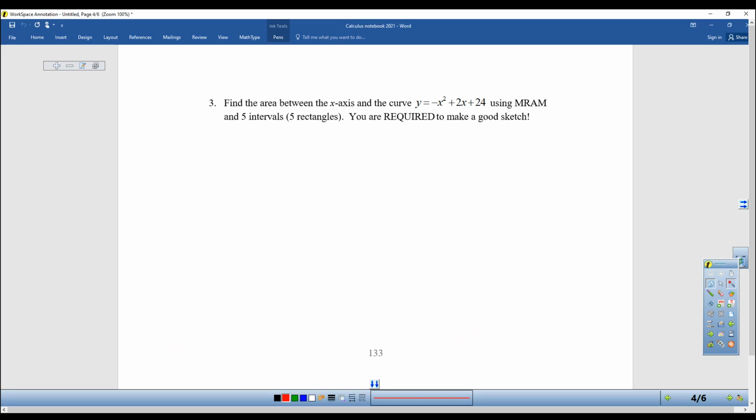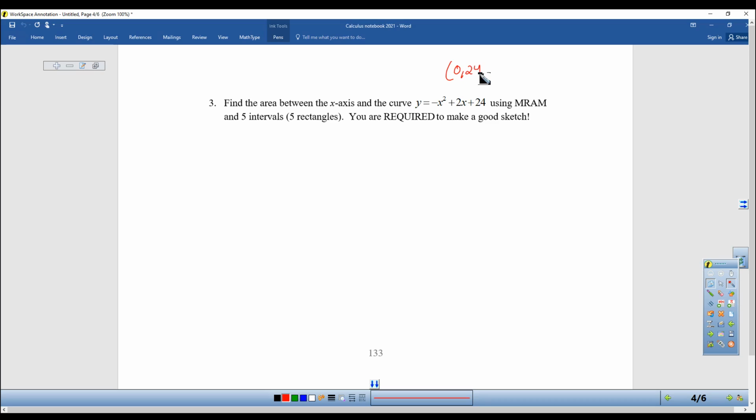Next one. Find the area between the x-axis and the curve y is equal to negative x squared plus 2x plus 24. So you're required to make a good sketch. You can't do this without the sketch. So I look at this. I know it's going to be a downward parabola. It's going to have a y-intercept of 24.